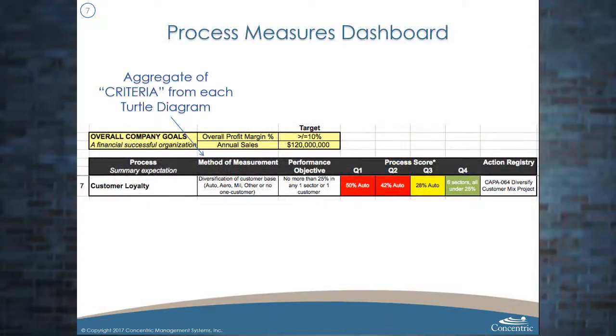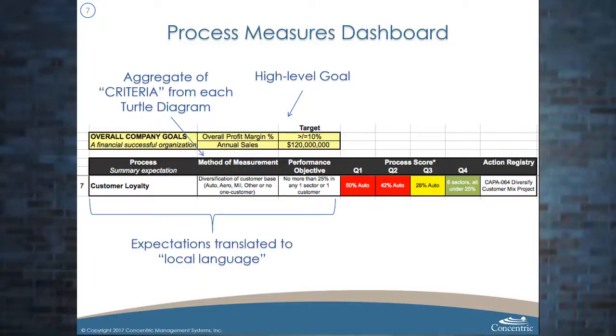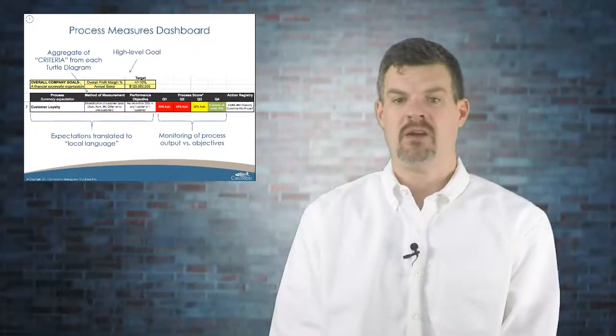So to break it down a bit more, the aggregate of criteria from each of the turtle diagrams is in the method of measures column. The high-level goals are in yellow at the top. The expectations translated to local language or process level language is in each of the cells under the process customer loyalty. And you see monitoring of process outputs versus objectives here.